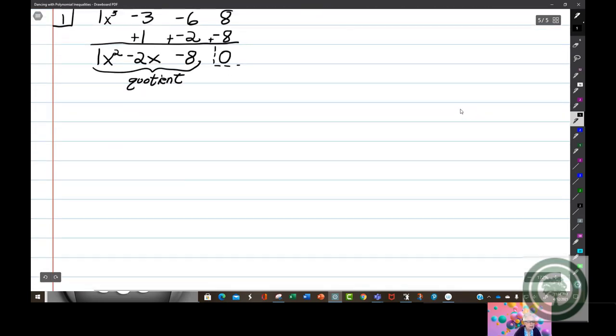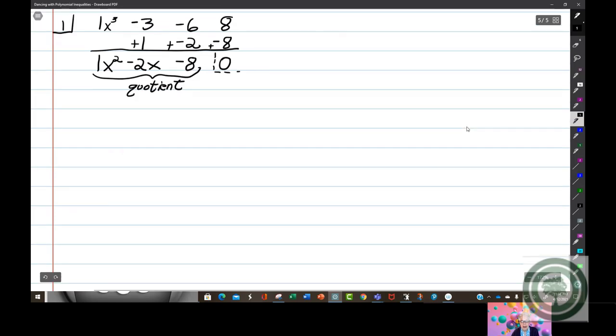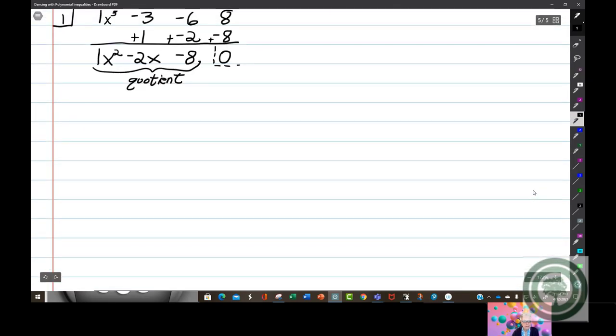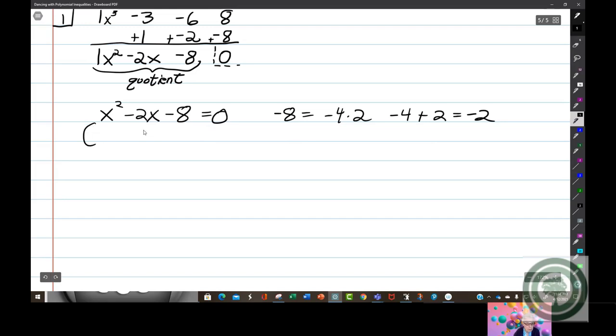And what I'll do now is I'm going to set this equal to 0 and solve for x. And that will give me the other two zeros. So x squared minus 2x minus 8 equals 0. Negative 8 is negative 4 times positive 2. And negative 4 plus positive 2 is negative 2. Okay, so this equals 0: x minus 4, x plus 2.